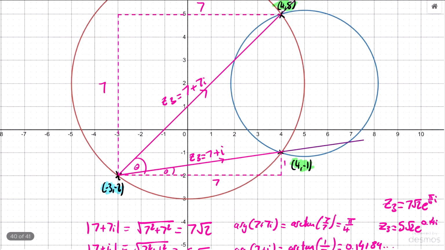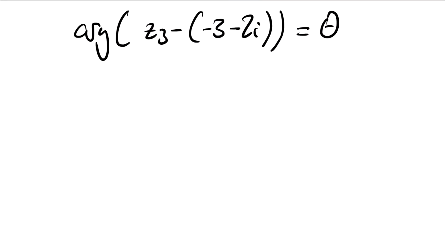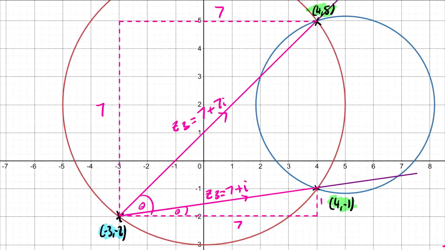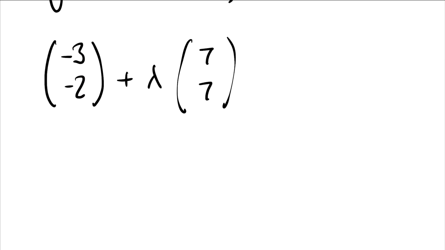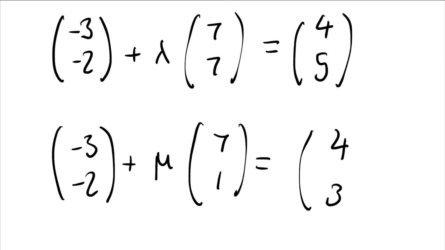I think maybe another good way of understanding what this actually means is perhaps thinking of it in vector form. So we have (-3, -2), so that's our starting position. And then we're adding on lambda lots of the direction vector. And in this case, we had two possible options, (7, 7), that was to get us to (4, 5), and (-3, -2) plus, I'll just put mu, (7, 1), that will get us to (4, -1).